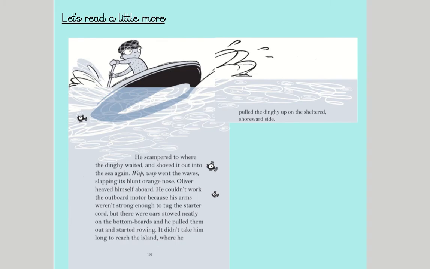So let's read a little more. We're just going to read this page here before we start our learning for today.